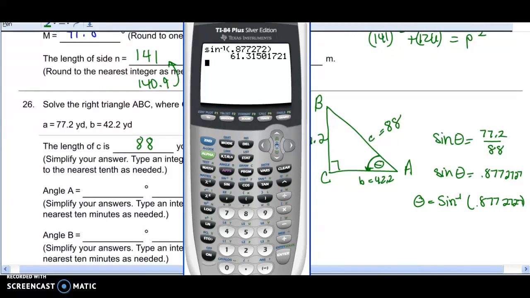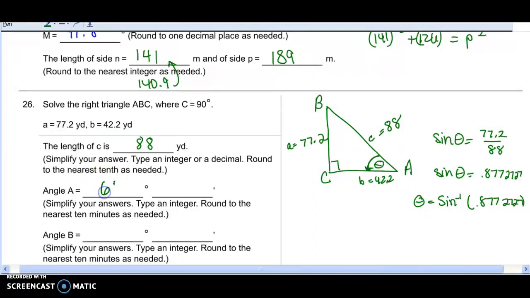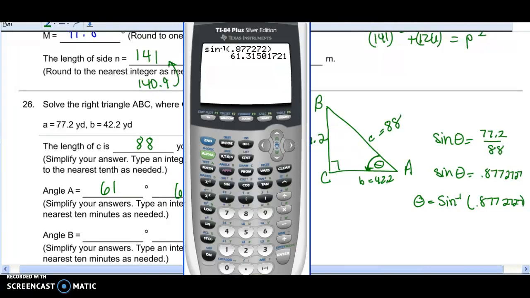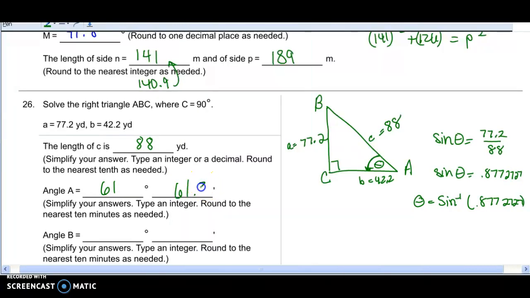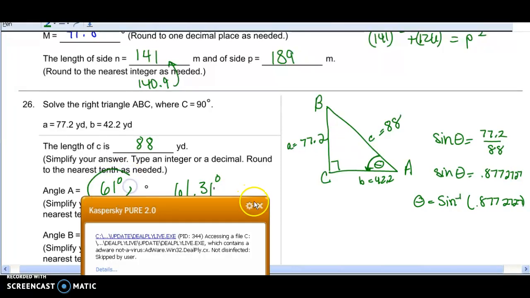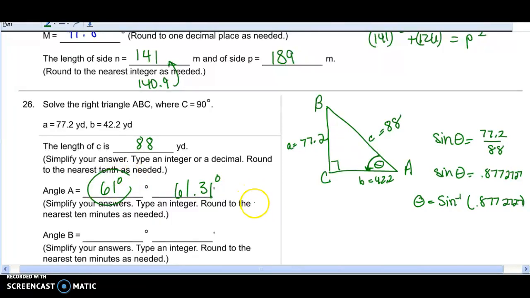Forget about what it says here about degrees and minutes. We are just going to say it's 61.31 degrees. Or we could even just say 61 degrees. So I could either say 61 degrees or 61.31. Just depends on the problem, but I am not going to make you do degrees and minutes on that. Okay, so let's go with the whole number, 61.